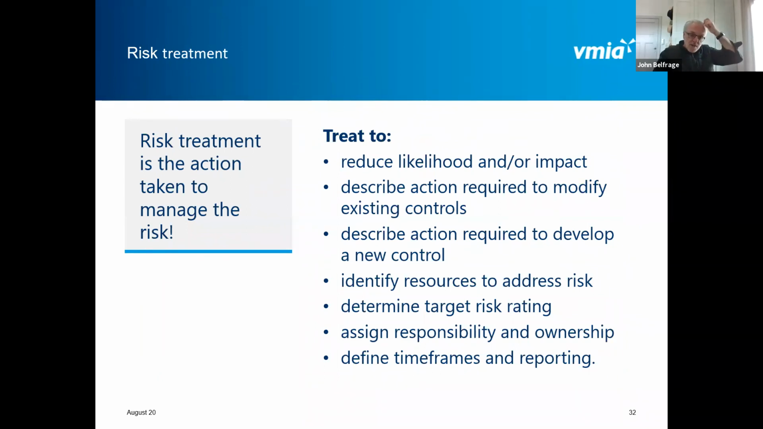So you've decided you're going to treat it. So why do we treat? We treat to reduce the likelihood or the impact. And treatment describes the actions that we're going to take to modify the controls or to develop a new control. Another tip, try and avoid developing new controls unless you're absolutely satisfied that the existing controls aren't working, because you may just have a problem with compliance.